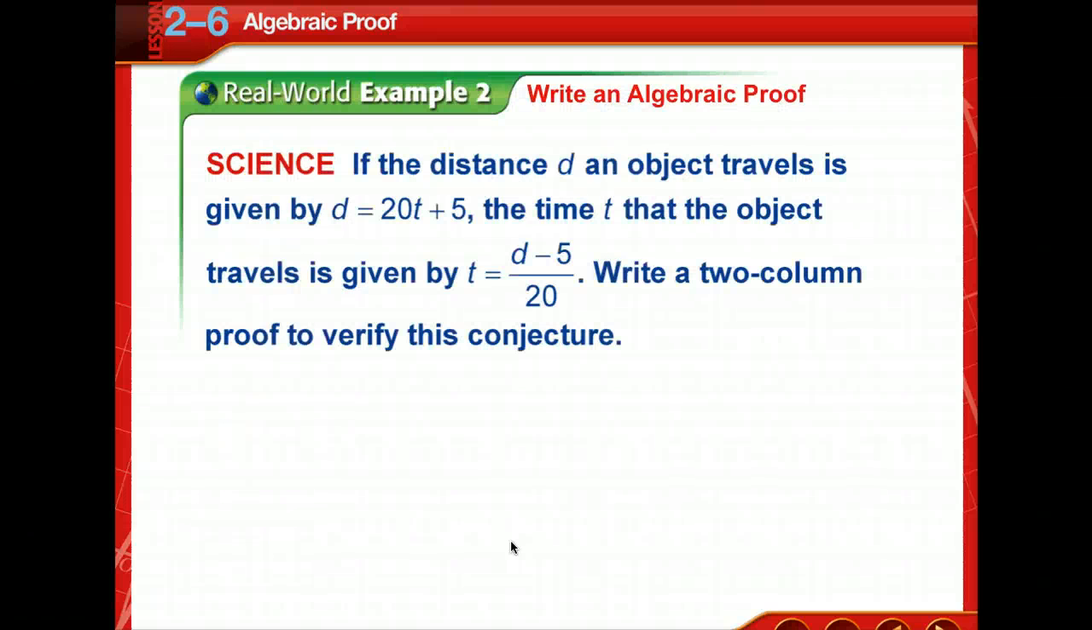Okay, example 2. Now we're going to write an algebraic proof. If the distance d an object travels is given by the equation d is equal to 20t plus 5, the time t that the object travels is given by t is equal to (d minus 5) divided by 20. So in essence, we're just taking this equation and we're solving for t. We're to write a two-column proof to verify this conjecture.